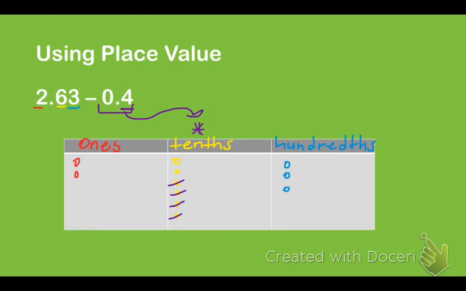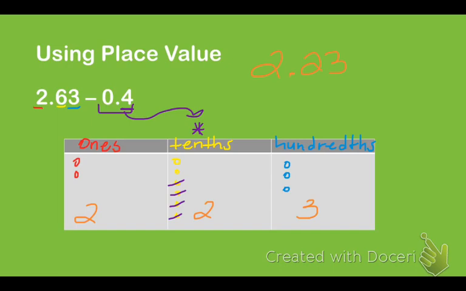And now that you've taken those numbers away, you're going to go ahead and take a look at what you have left over. So in the ones, I have 2 left over. In the tenths place, I have 2 left over. And in the hundredths place, I have 3 left over. So my final answer would be 2.23.